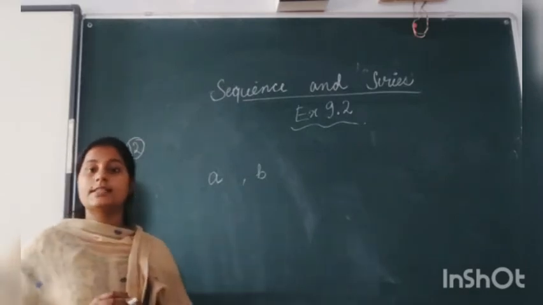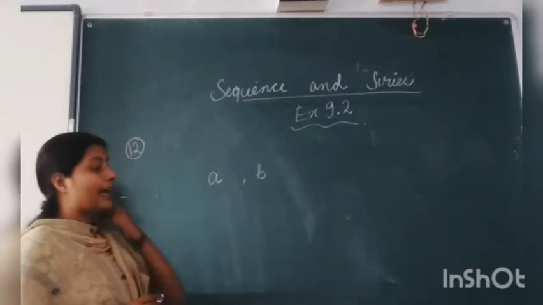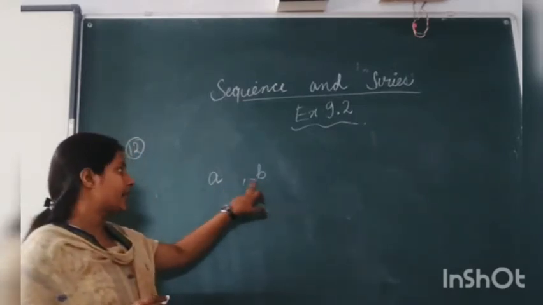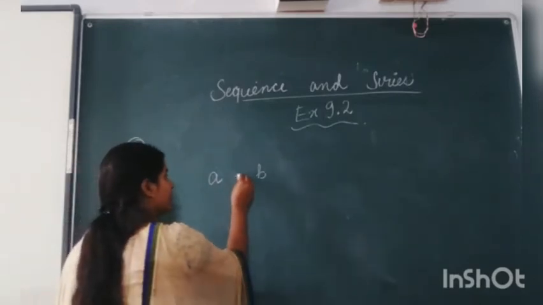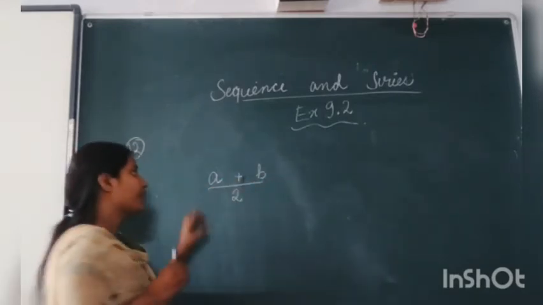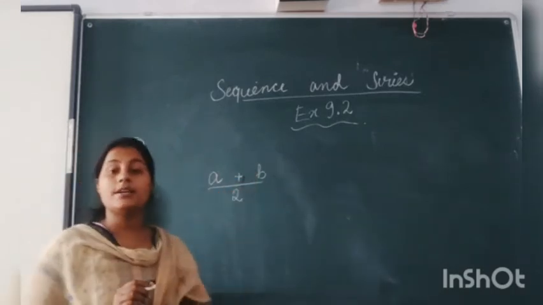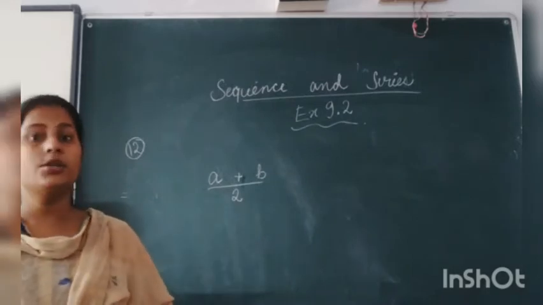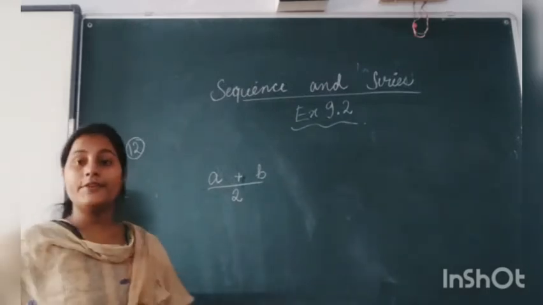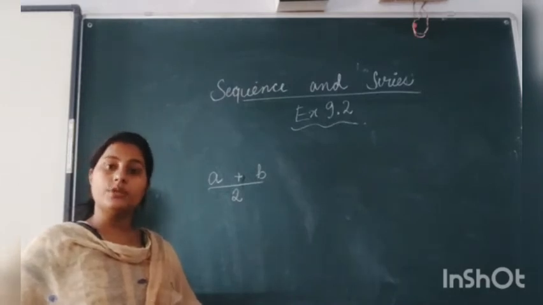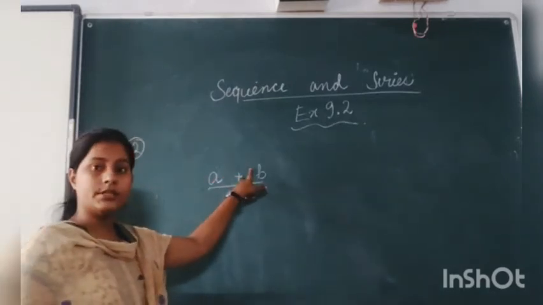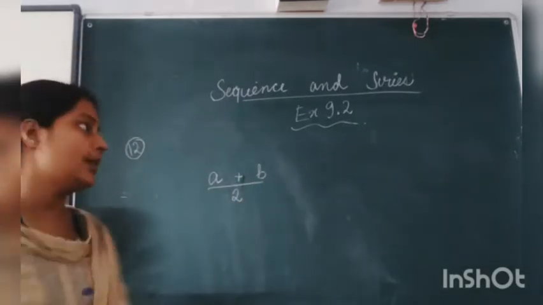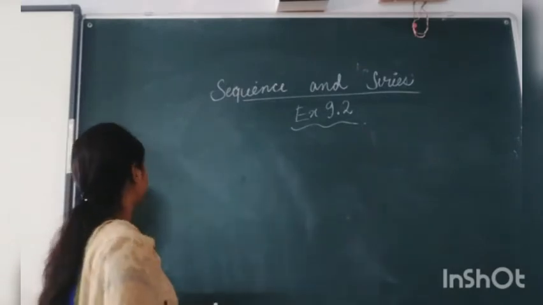So in your lower classes, in class 8 also, you have studied how to find the average of quantities. Like here we have two quantities, a and b. If we have to find the average, we are going to add them and then divide it by 2 because we have two terms. Similarly, if we have three terms, then we add them and divide by 3 to get the average. So when we talk about the arithmetic mean of two numbers, we add both the numbers and then divide by 2. This is the formula for arithmetic mean.